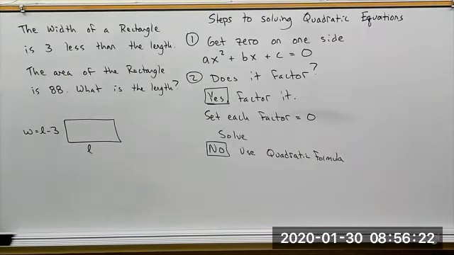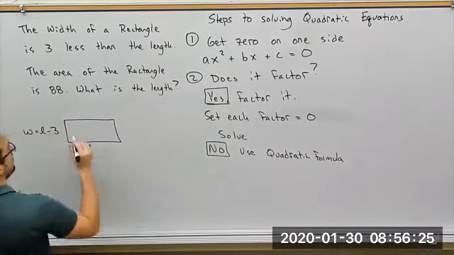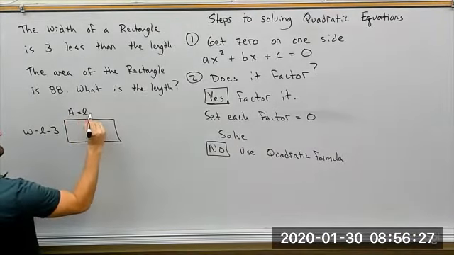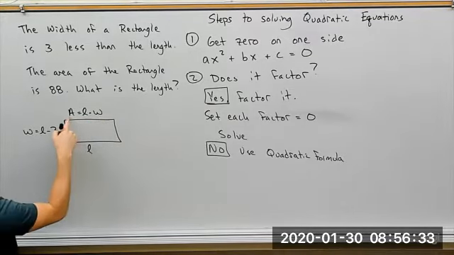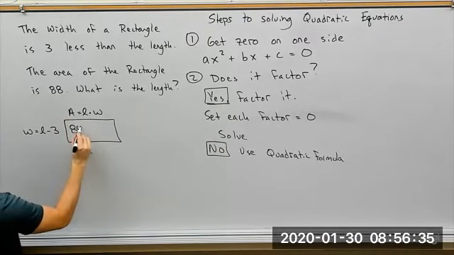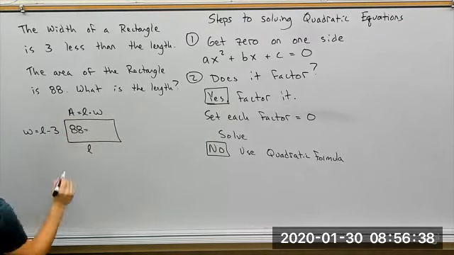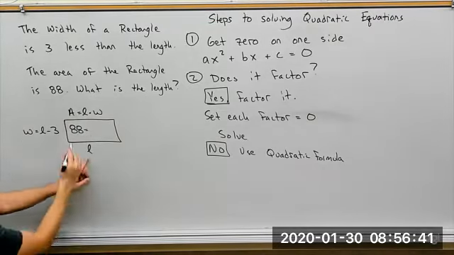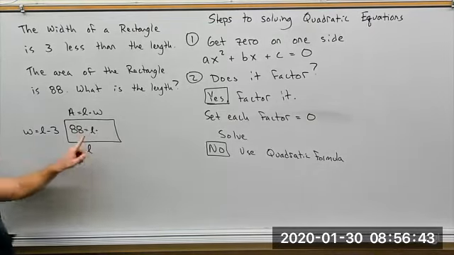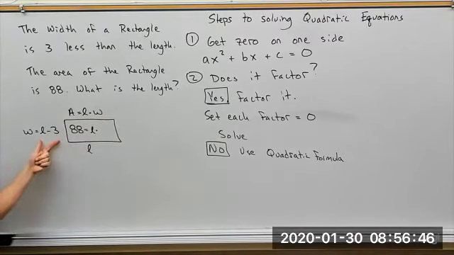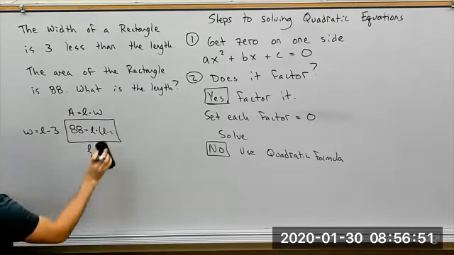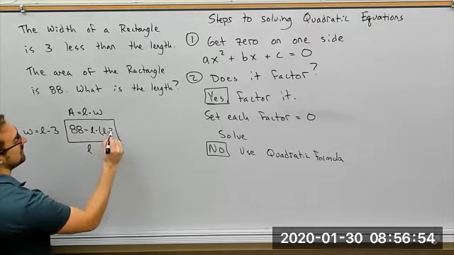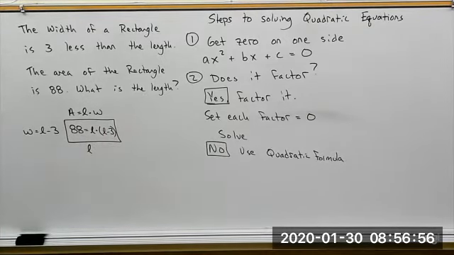The other thing it talks about is the area. How do we calculate the area of a rectangle? Area is equal to the length times the width. We know the area is 88, so 88 equals the length, L, times the width, which we can write as L minus 3. Use substitution, and anytime you use substitution, use parentheses.